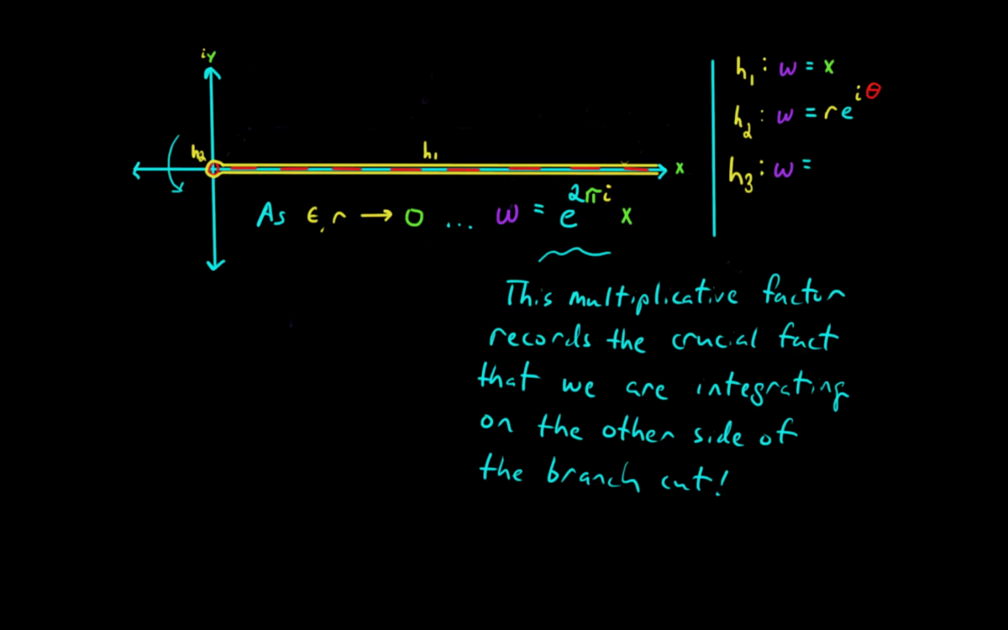And you may remember that when you multiply a complex number by e to the I times theta, what that means geometrically is you rotate the point representing that complex number around the origin by an angle theta. So that's the fact that we're recording here, and the points along h3 can be parametrized by the equation w equals e to the 2 pi I times x.